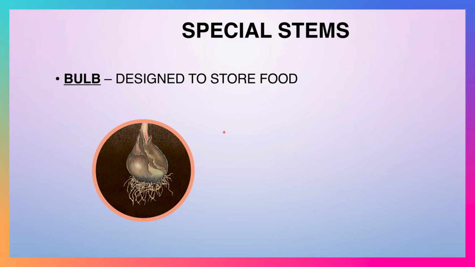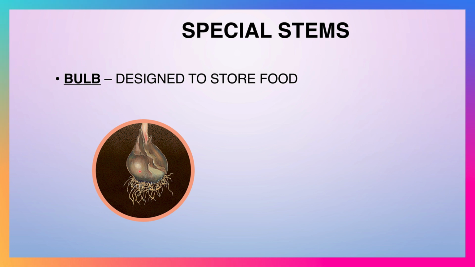Now let's go through several. There are several special stems. These are considered stems, but sometimes are not seen as stems when we first think about them. And the first of these is a bulb. We probably know about bulbs because tulips come from bulbs.